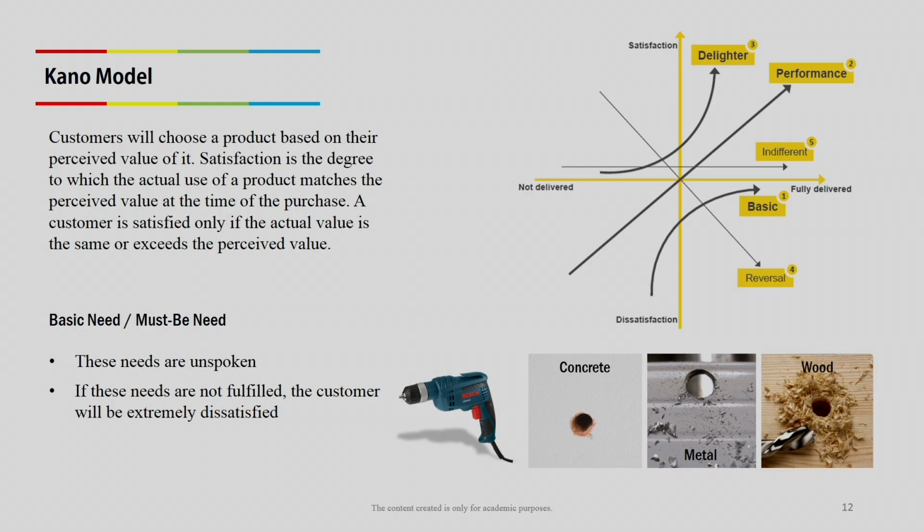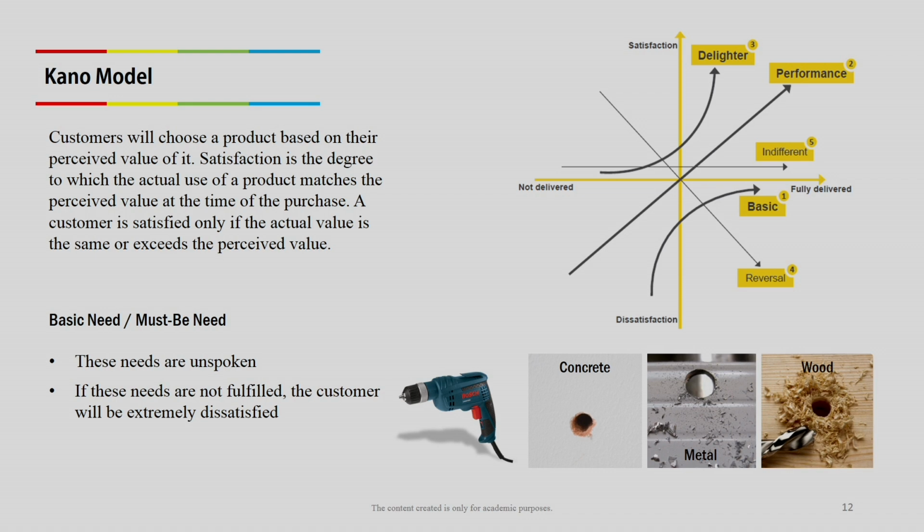Now, let us explain the Kano model and see different kinds of needs. Customers will choose a product based on their perceived value of it. Satisfaction is the degree to which the actual use of a product matches the perceived value at the time of purchase. A customer is satisfied only if the actual value is the same as or exceeds the perceived value.